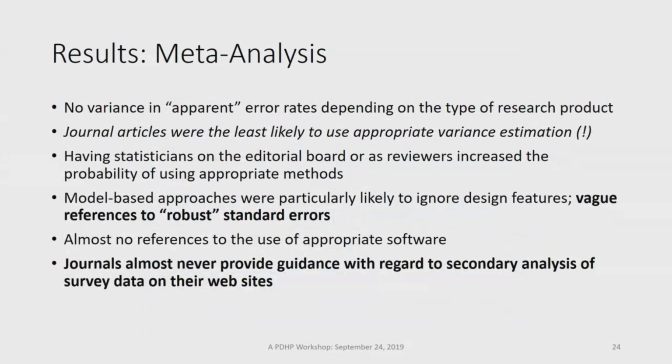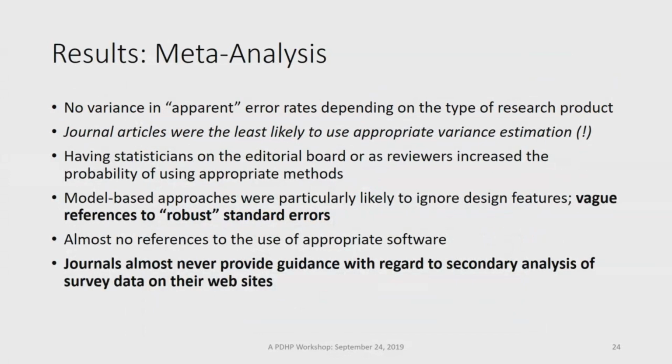Model-based approaches tended to ignore design features entirely. A lot of the articles made vague references to robust standard errors. I don't know what that means. I can compute a standard error. I can label it robust. What does that mean? What did they actually do to compute the standard errors? This was usually just a footnote in tables. We didn't know how to code them. Almost no references to the use of appropriate software procedures, like we're going to be talking about today, like the survey procedures and different packages.